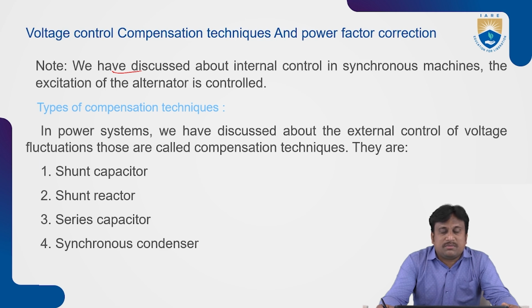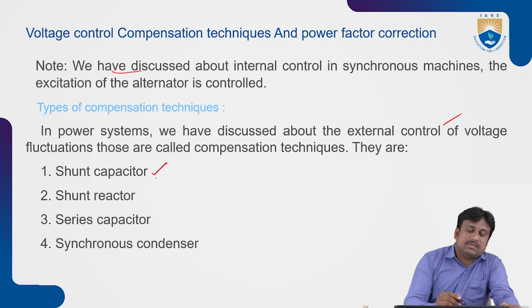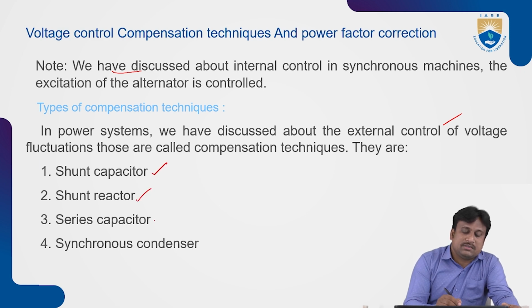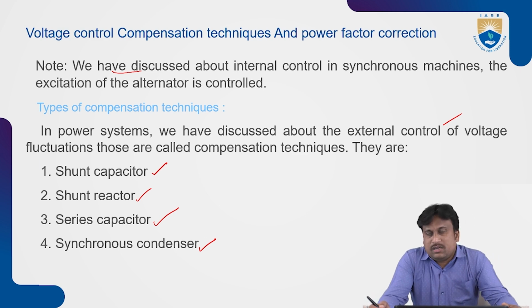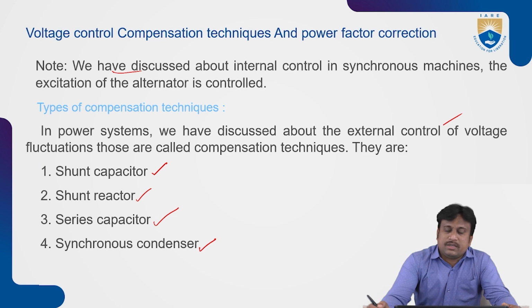So in the power system network, we have discussed the external control of voltage fluctuations. Those are known as compensation methods. They are shunt capacitors, shunt reactors, series capacitors, and finally synchronous condensers. Usually they act as an overexcited machine. An overexcited synchronous machine can act as one of the synchronous condensers.